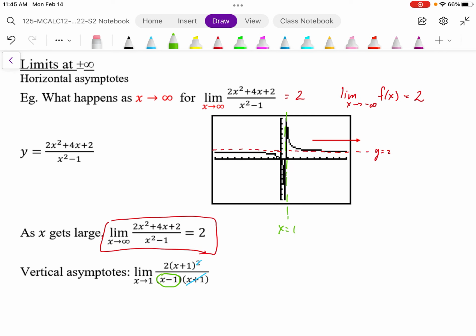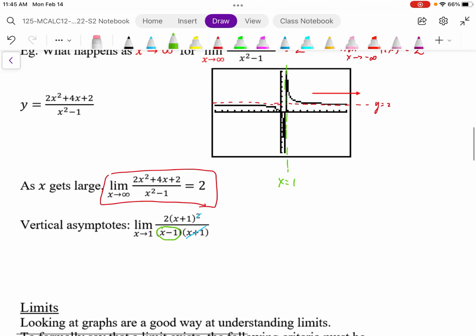We can do this more formally with a limit now. So the limit as x approaches 1, now it's going to be different from the left side than the right side, because we can see it's going up here on this side and it's going down on this side. So we're going to have to do one-sided limits. So x approaching 1 from the positive side of f of x, and we can see that's going up to positive infinity.